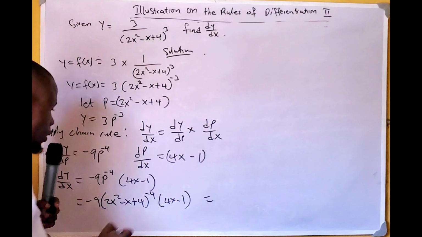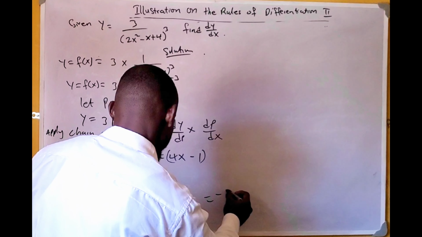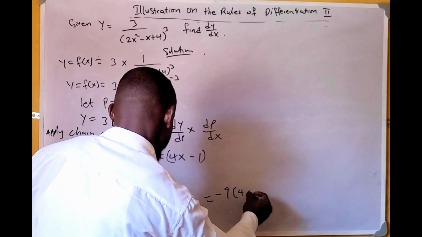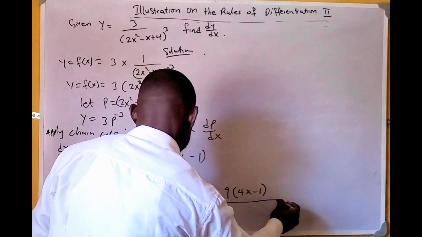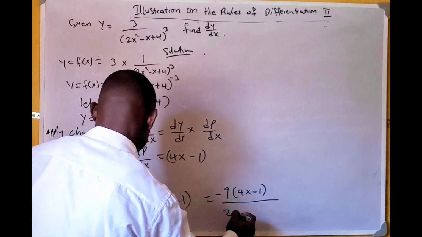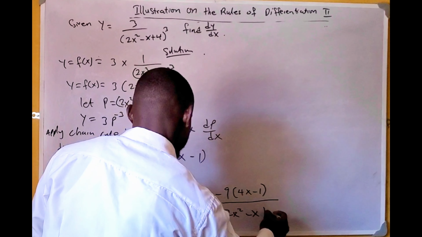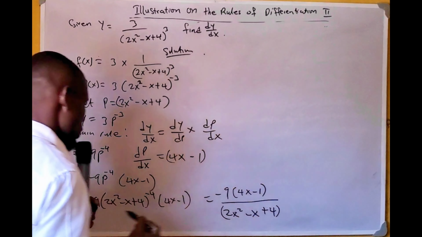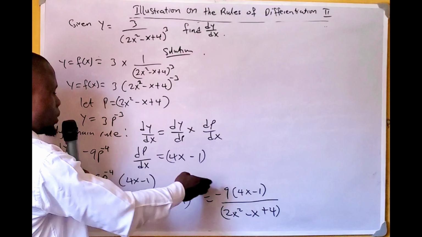minus 9 into 4x minus 1, all over 2x squared minus x plus 4. Now this can still be solved further.